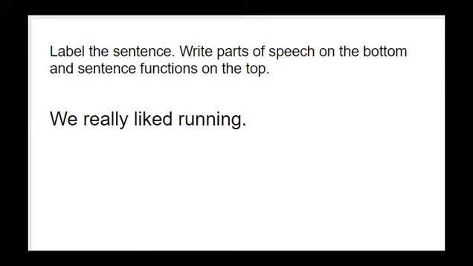Now, how about this sentence? We really liked running. All right, I see 2 things in there that look potentially verb-like, right? I see liked and I see running. Now, if I want to see what the verb is again, I can play with the tense of the sentence. We really liked running. We really like running. We really will like running. We really had liked running. And the word that changes there is liked. Running doesn't change at all. So this is our verb.